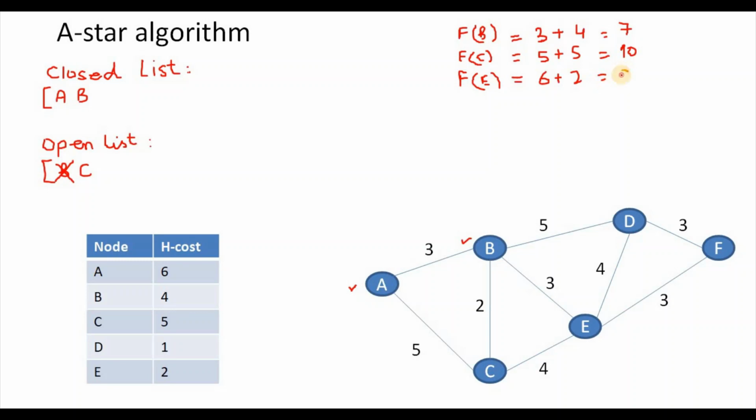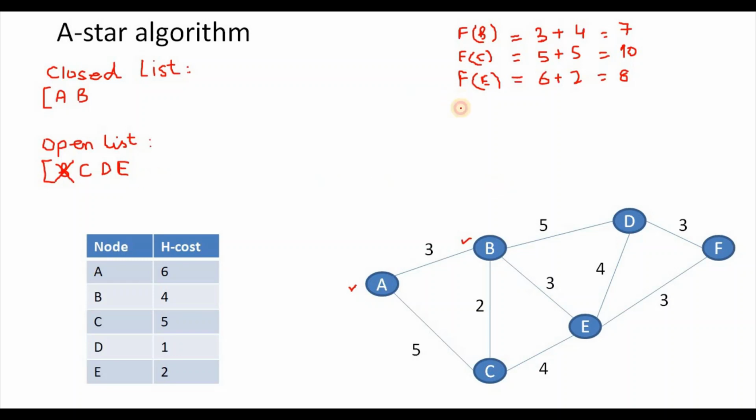6 plus 2 is 8. Total F cost is 8. Then similarly we shall explore the one more thing. We have to put also these newly discovered nodes in the open list. E and D. C is already there. D and E, we have to put them here because we have discovered them. They are yet to be explored.